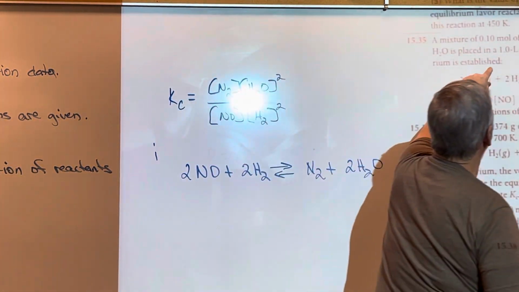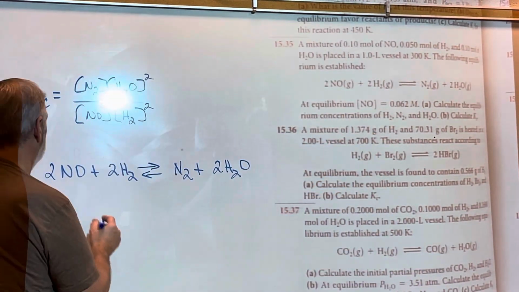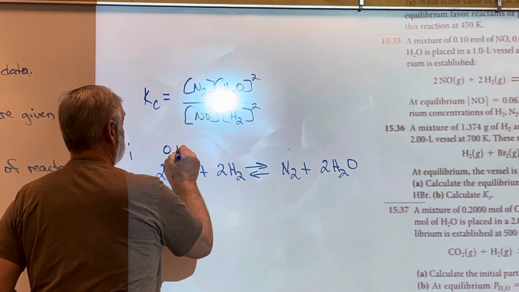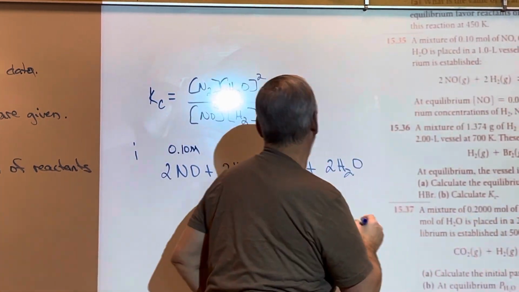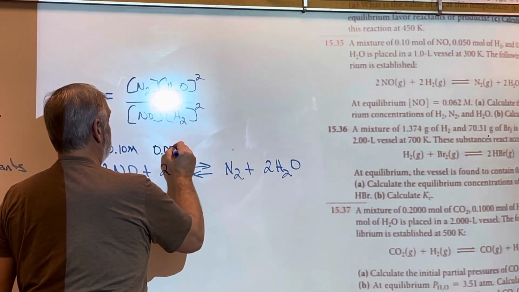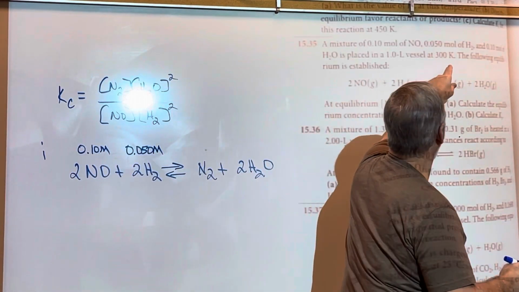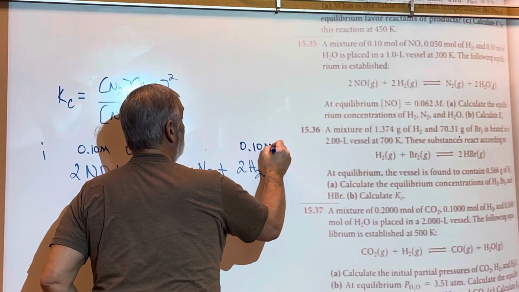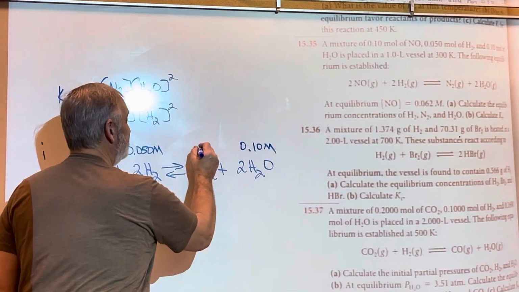So I have 0.1 mole of NO initially, 0.10, and it's in 1 liter, so it's 0.10 molar. I have 0.050 moles of H2, but it's in 1 liter, so it's molarity, and 0.1 mole of H2O. So I have 0.10 molar of that. How much N2 is placed into it? I don't know. 0.